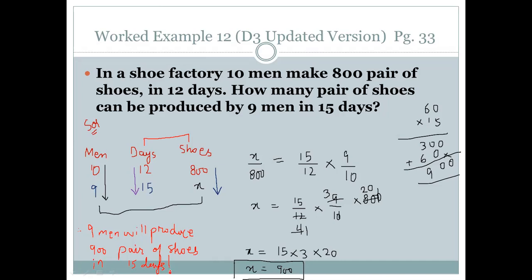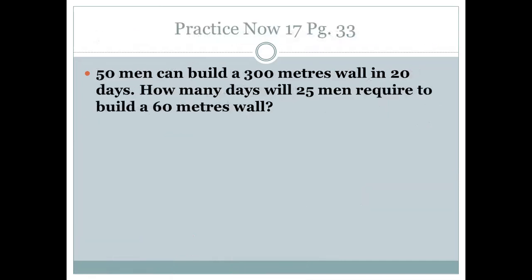Now, next, we have practice now 17, on the same page 33. Okay, now let's read out the statement. That is, 50 men can build a 300-meter wall in 20 days. How many days will 25 men require to build a 16-meter wall?